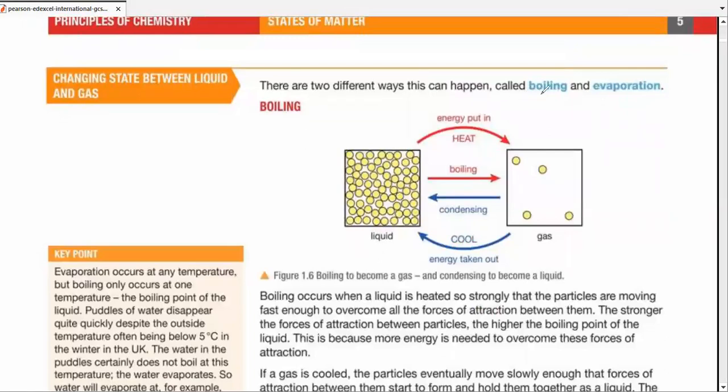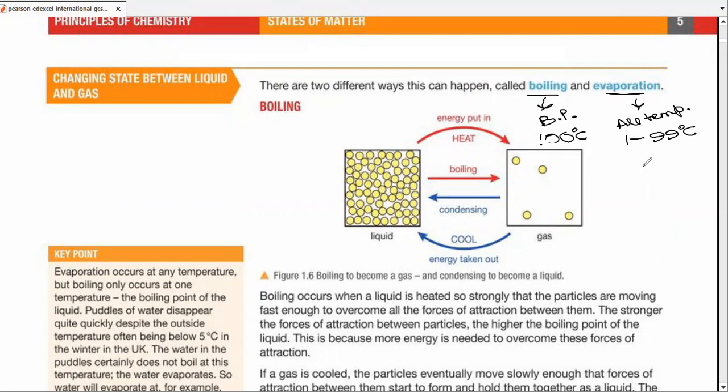Now, we need to differentiate at this point the difference between boiling and evaporation. Remember, boiling only occurs at boiling point, a specific temperature. However, evaporation occurs at all temperatures. Remember that pure water will boil at 100 degrees centigrade. However, it can evaporate at any temperature in between 1 to 99 degrees centigrade. So that's the difference between evaporation and boiling.